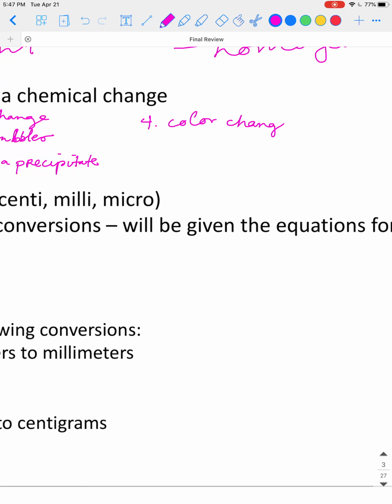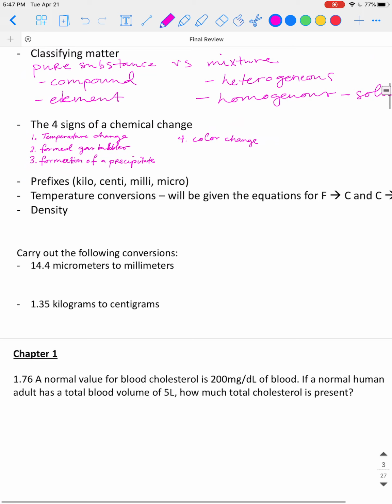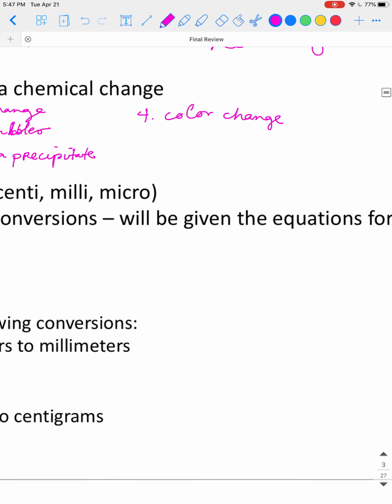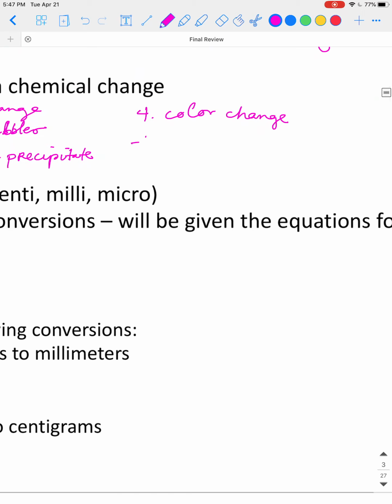And additionally, the one I haven't written, color change. These are the 4 signs of a chemical change. Be able to look at different simple examples. Okay, if I told you burning wood, you would need to be able to tell me, is that chemical or physical?